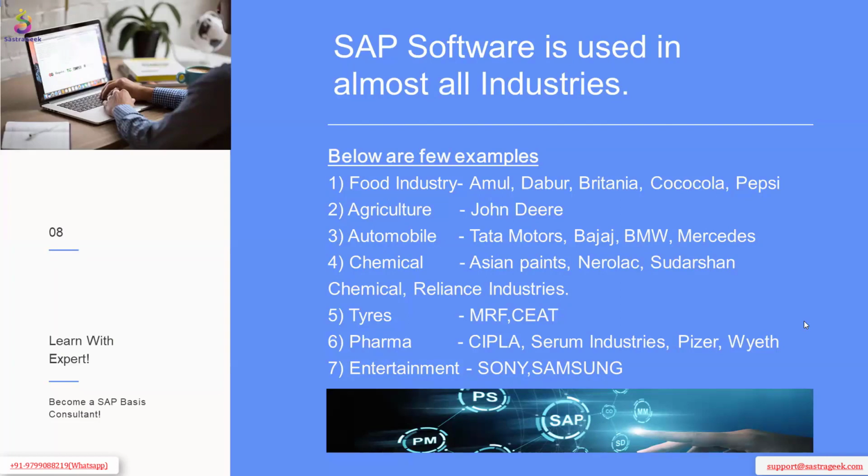In the chemical industry, there are Asian Paints and Nerolac. So in the paint industry, everyone has SAP installed. These are the prime customers, Asian Paints and Nerolac. Industries are also using SAP. And if you see the tire industry, MRF and CEAT, they are also using SAP.